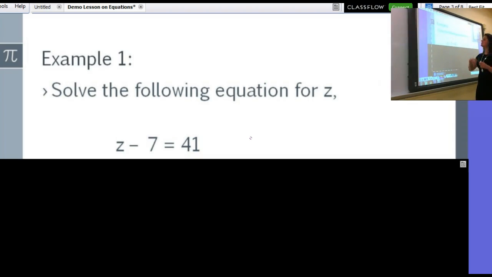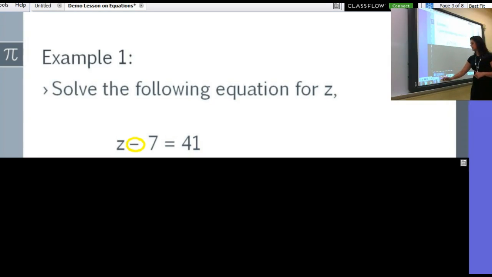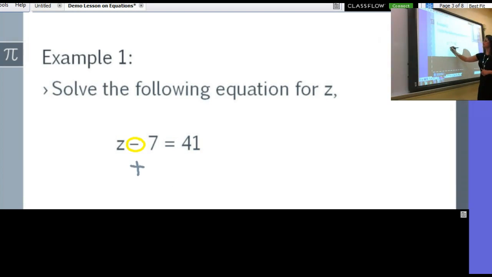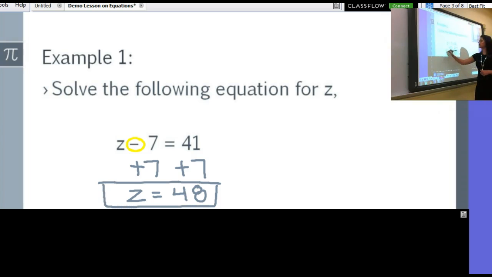And what we want to do is find out what is z. So we have to look at that problem and identify what operation is occurring in the problem. So here we see the operation of subtraction. We identify that subtraction's inverse is addition. So we're going to say that we can add 7 to both sides. To isolate z, by adding 7 over here, we get 48. So we can see that z is 48.